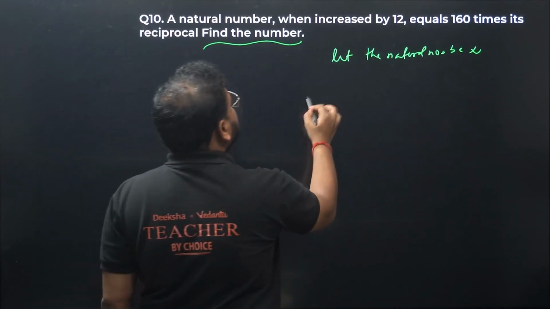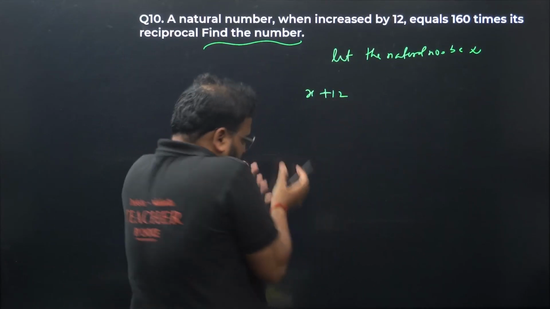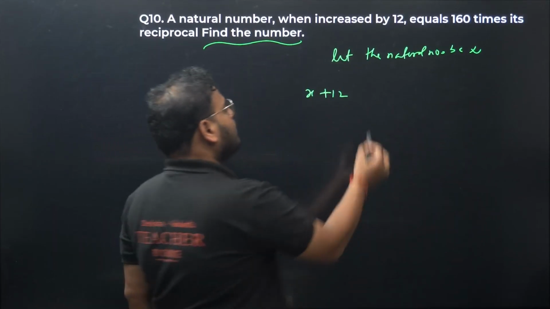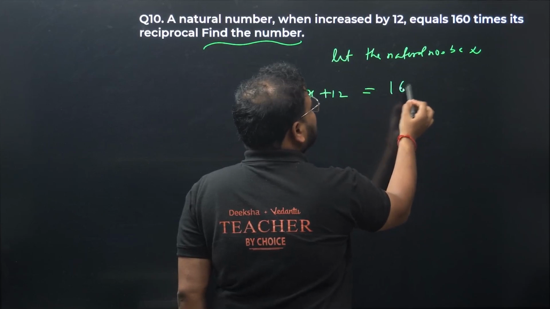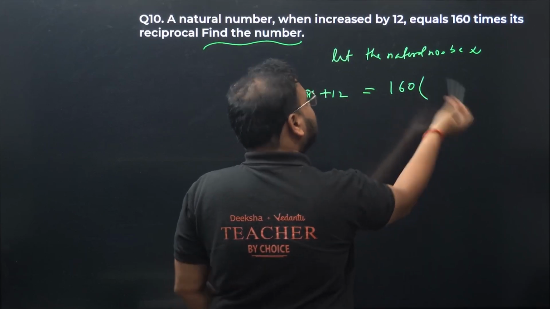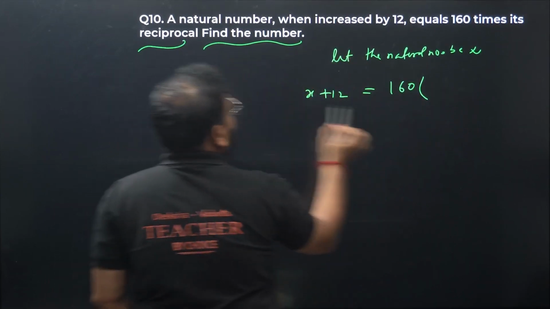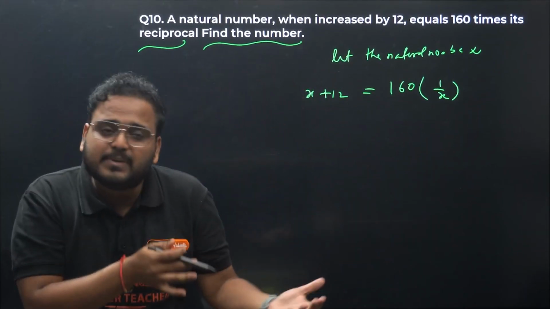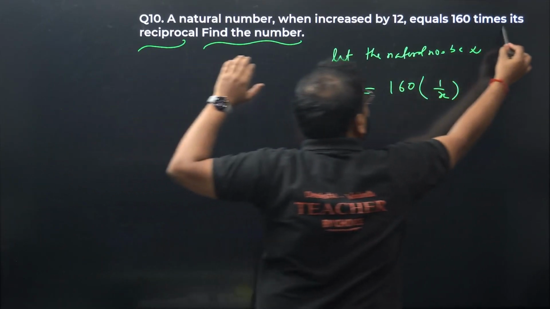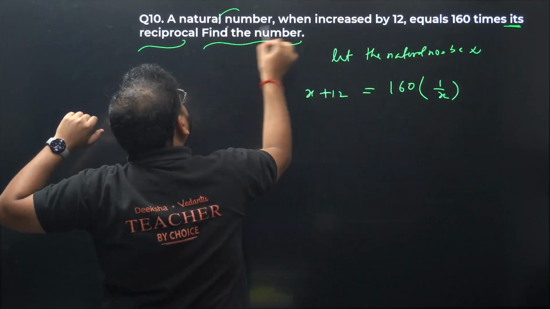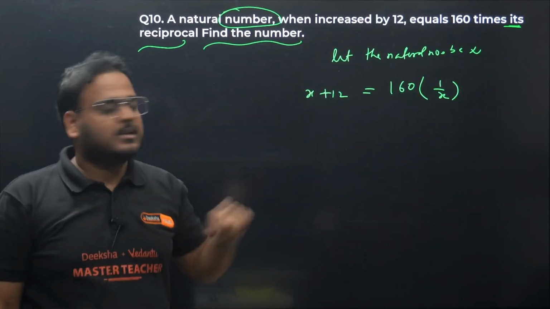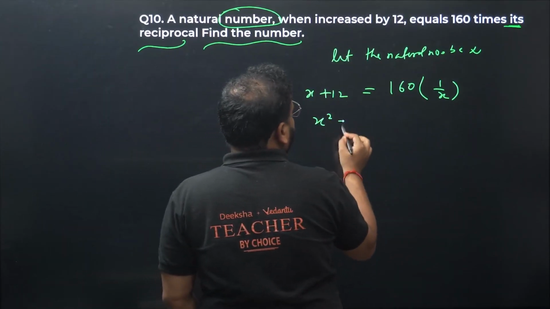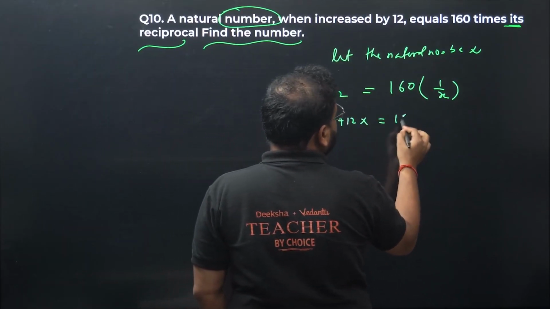The number is increased by 12, so x plus 12 equals 160 times its reciprocal, 1 by x. It means the number's reciprocal. Yes, so that's how it is. Let's cross multiply. I get x square plus 12x equals 160.